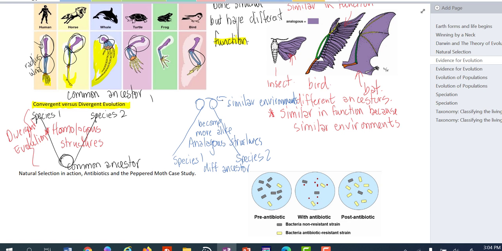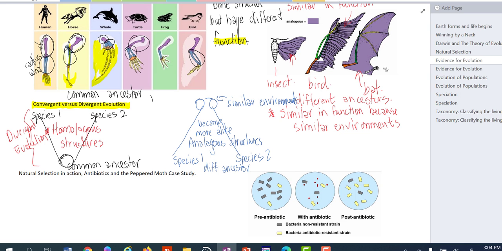Again, it's just another great example to show how nature is selecting for specific traits, and those traits can arise from all different kinds of organisms. It doesn't have to be a single ancestor that will always be creating this diversity, right? Or similarities that we see.